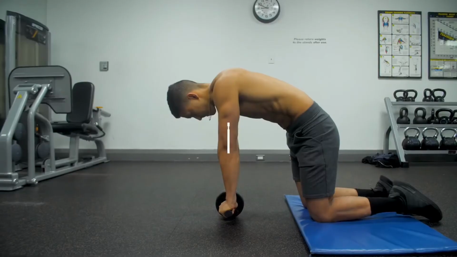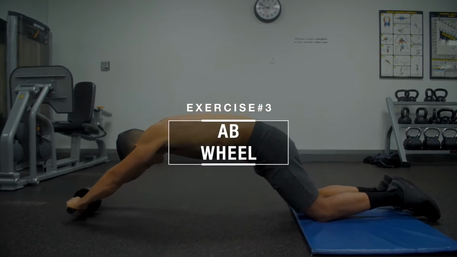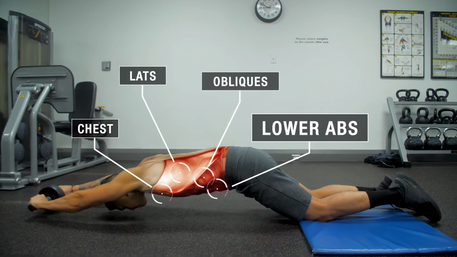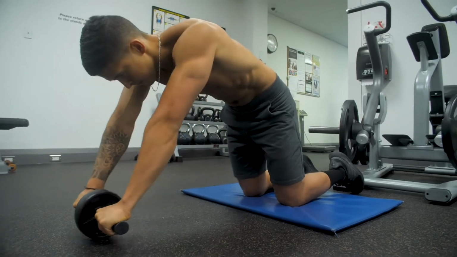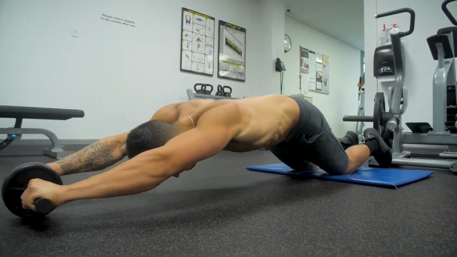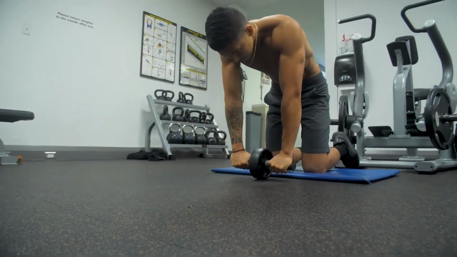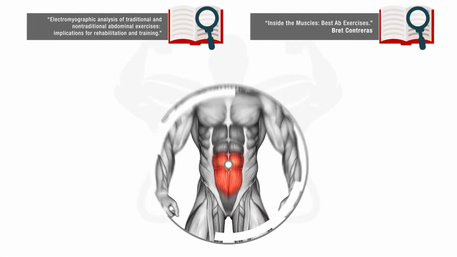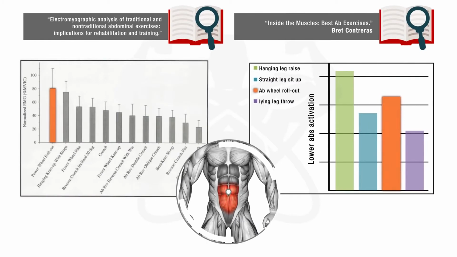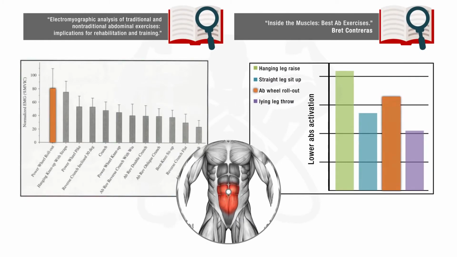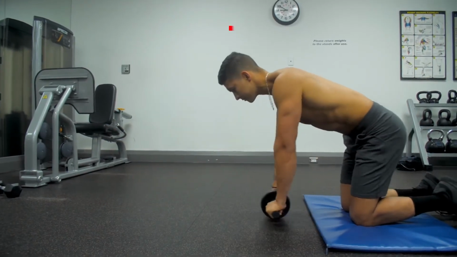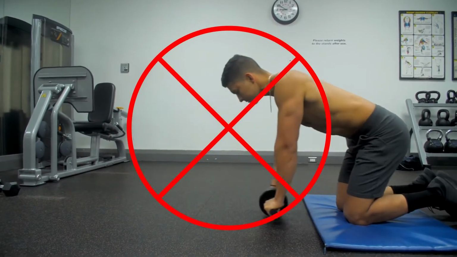The last exercise, the ab wheel rollout, is another great movement to effectively target the lower abs along with various other muscles as well. Now, although this movement isn't technically a bottom-up movement like the previous exercises I went through, when performed properly, the lower abs will be involved to a very high degree. Something that's actually been shown in various EMG analyses that have compared the ab wheel rollout to various other commonly performed ab exercises. But once again, its effectiveness on lower ab development depends on proper execution, which most people just don't do.